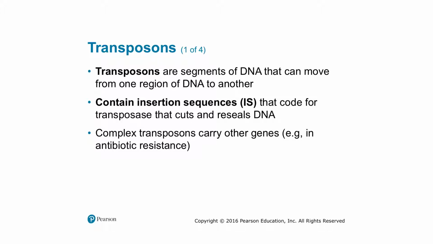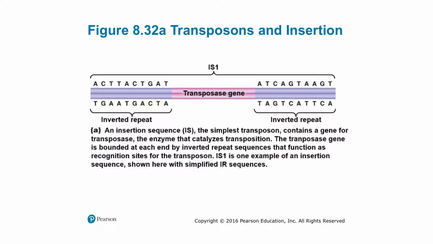Transposons are segments of DNA that can move from one region of DNA to another, and these contain insertion sequences that code for transposases that cut and reseal the DNA. The complex transposons can carry other genes. And so here you've got the transposon, so that insertion sequence is the simplest transposon, containing genes for transposase, an enzyme that catalyzes transposition. And so this can jump around, this can move around. Transposons are basically jumping genes.